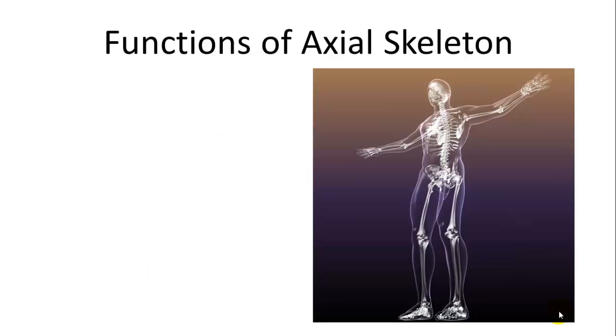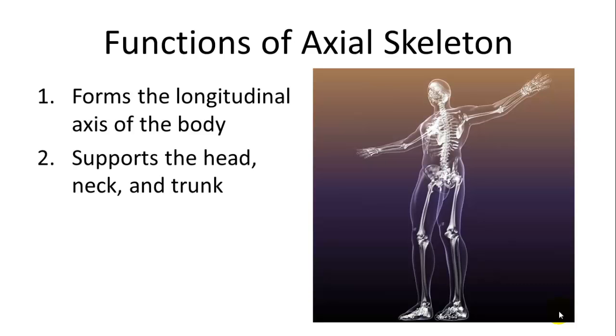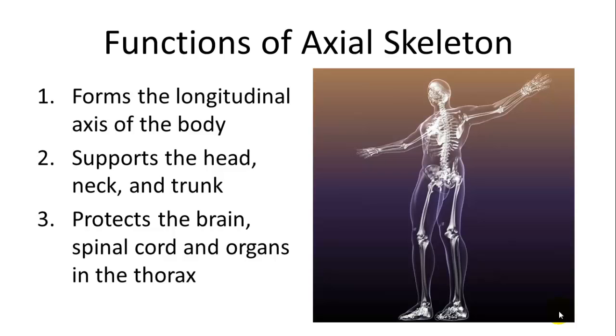All right, so the functions of the axial skeleton: it forms the longitudinal axis, from superior to inferior, and supports the neck, head, and trunk, and protects the brain, spinal cord, and organs in the thorax. So again, protecting those vital and some non-vital organs. We're going to start then with the skull.